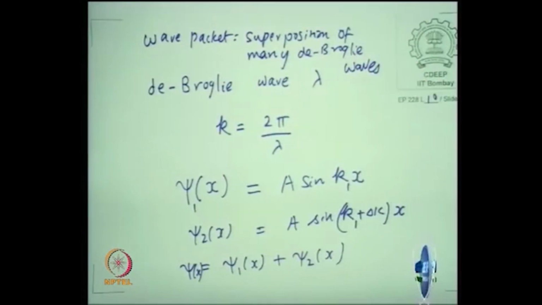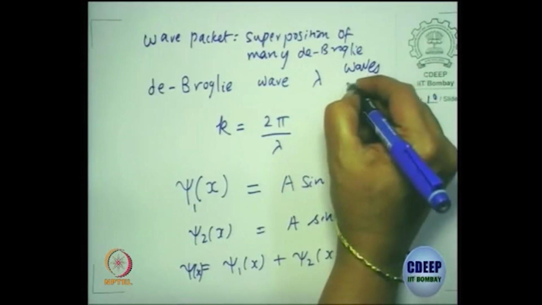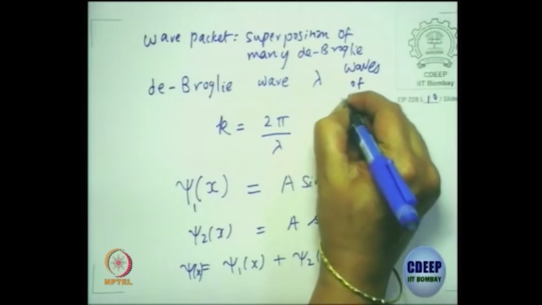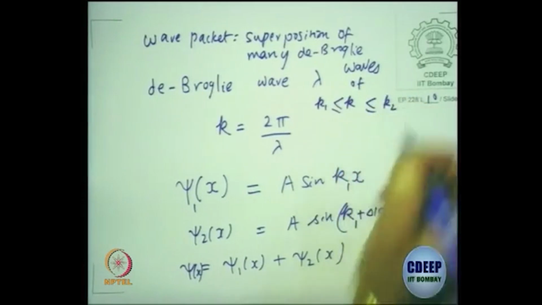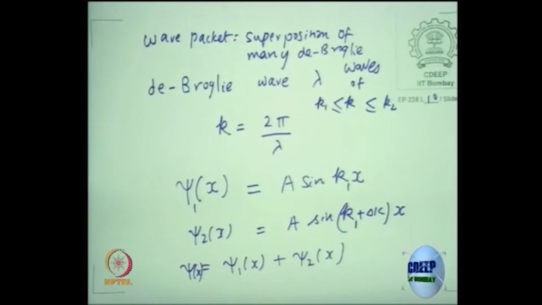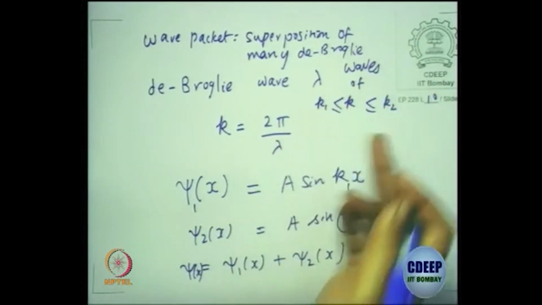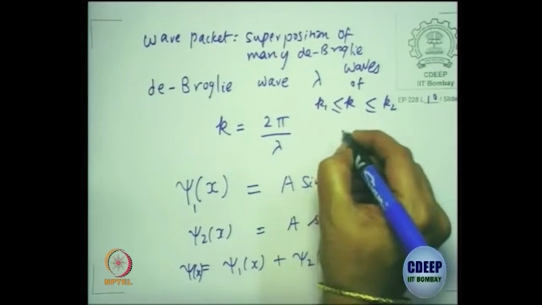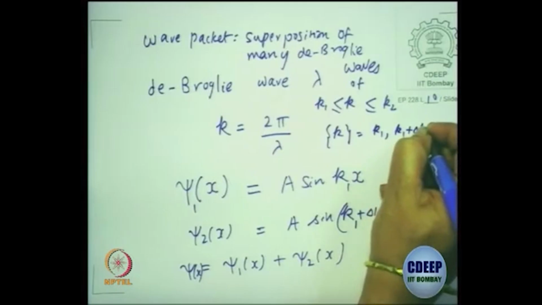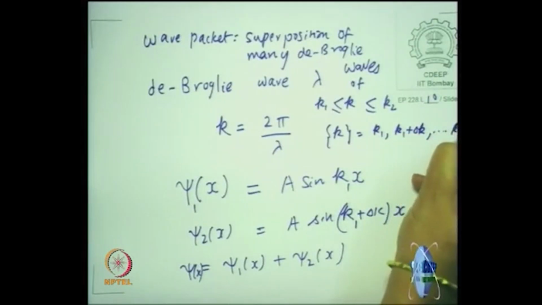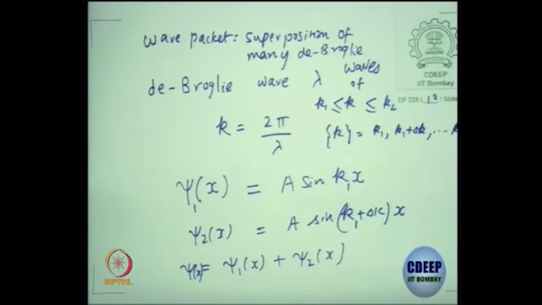You agree? Of different k, let us take k lying between k1 to k2 in steps of delta k. So the list of k's you can have is k1, k1 plus delta k, and so on, till k2. So, that is a wave packet, a superposition of all possible de Broglie waves, and when we start doing this, what happens?